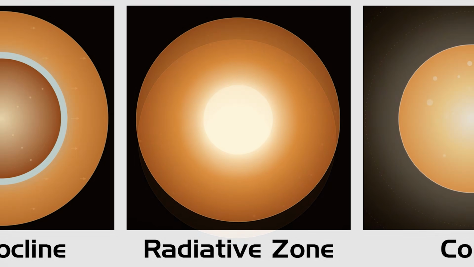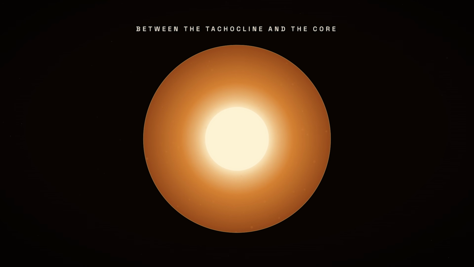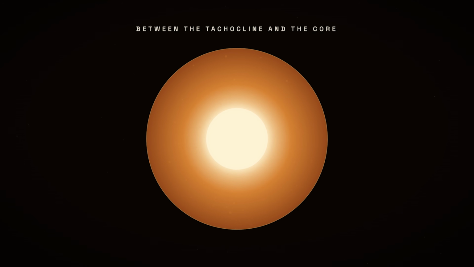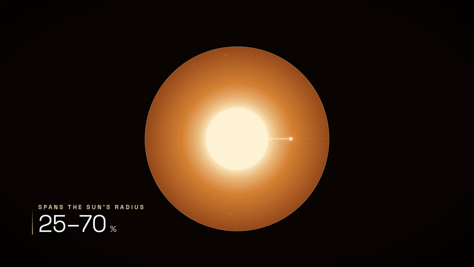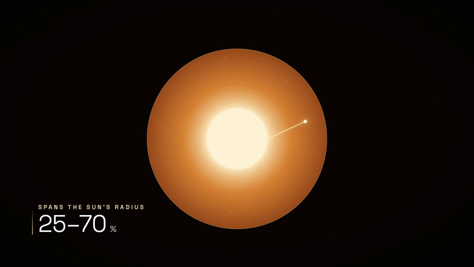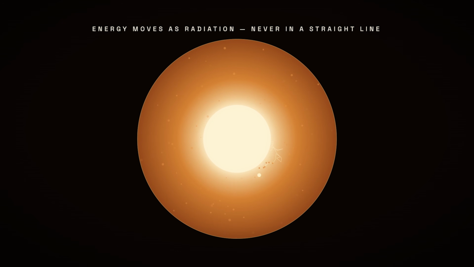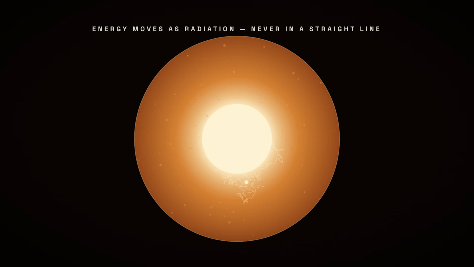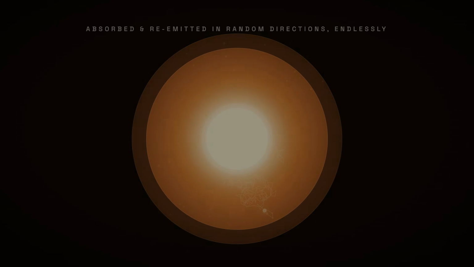Radiative Zone. The radiative zone sits between the tachocline and the core, filling the region from about a quarter to 70% of the Sun's radius. Energy produced in the core moves through this region as electromagnetic radiation, but it does not travel in a straight line. The plasma here is so dense that a photon can travel only a tiny distance before being absorbed and re-emitted in a random direction by another particle.